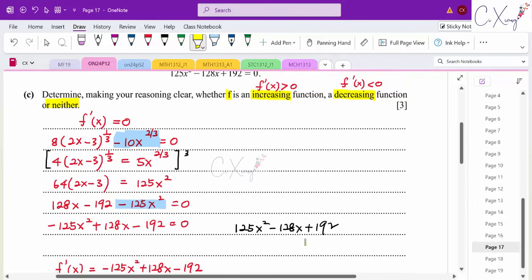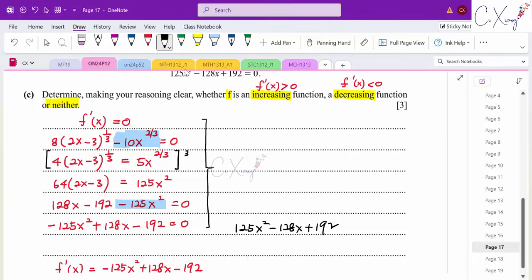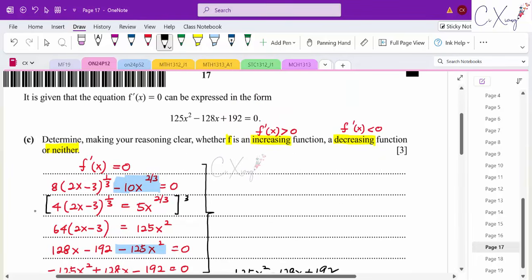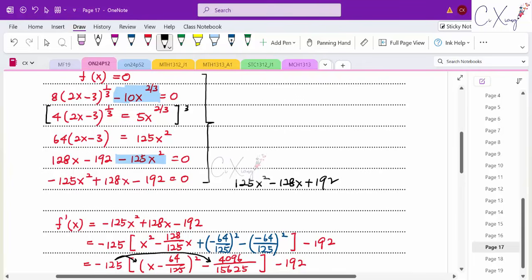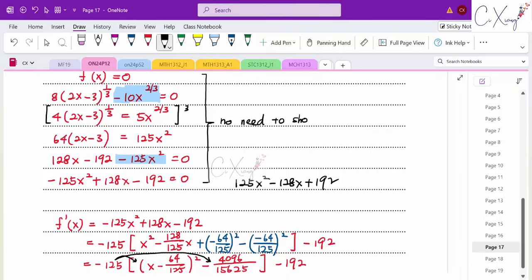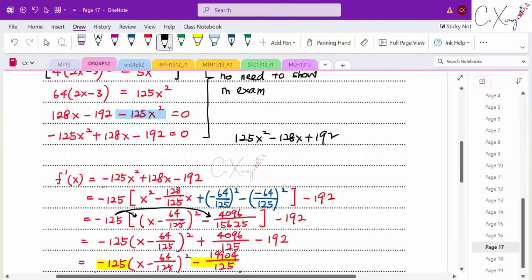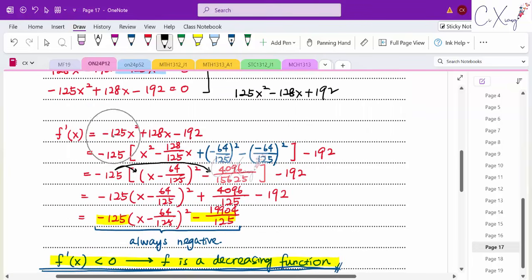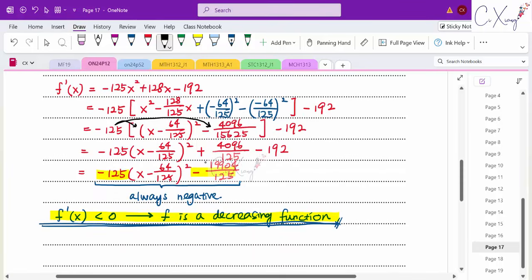Alright, and for your information, this part of the solution, no need to show in exam. I just want to show you how I actually get the equation here from the original f prime x. So no need to show in exam. But just make sure that when you want to complete the square, please make sure that you are having negative 125 x squared, not the positive one. If not, you'll totally get the opposite answer. So maybe this question you have to take note a bit. To me, I think it is quite tricky because a lot of students won't think so much.